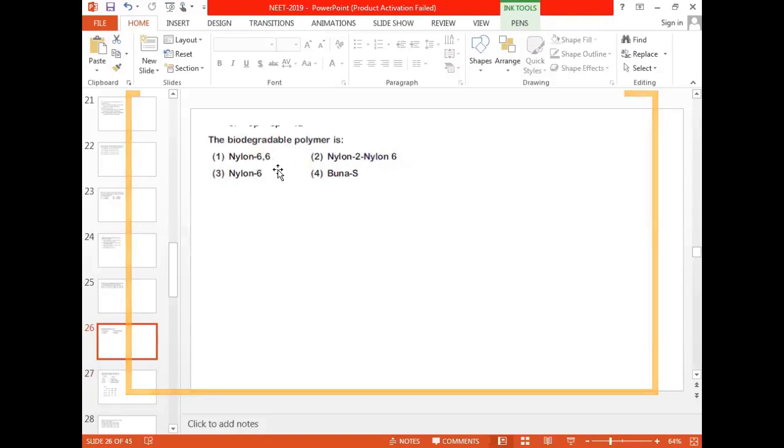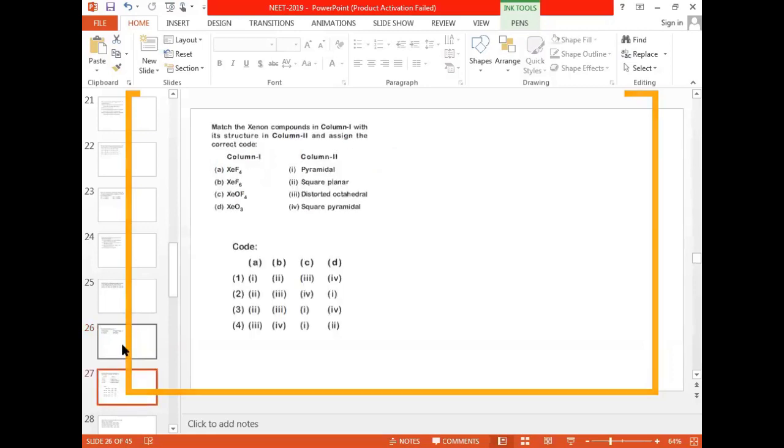Nylon 6,6: hexamethylene diamine and adipic acid. Nylon 6: caprolactam. Buna S: 1,3 butadiene and styrene. Correct? In this, the biodegradable polymer is nylon 2, nylon 6. Directly I am going to the next question. Any doubts here? No doubts, no? No, sir. Kavya, any doubts? No, sir. Right. Now come to this question.